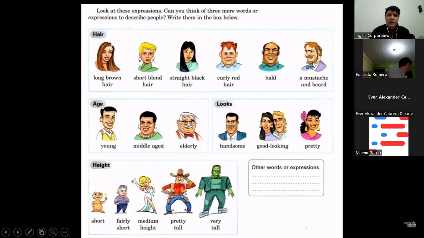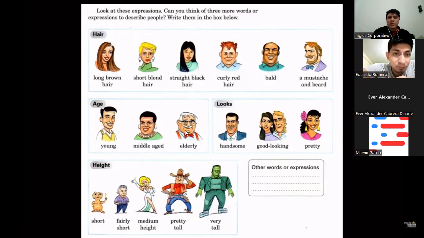Also, guys, we have age, las edades. We have young, joven, middle age, de mediana edad, elderly, alguien ya un poco anciano. Y tenemos looks. Handsome is only for men, significa guapo, solo se le dice a los hombres. Tenemos good looking, se le puede decir tanto a hombres como mujeres, significa alguien de buen ver, alguien que se mira bien. Pretty means bella.